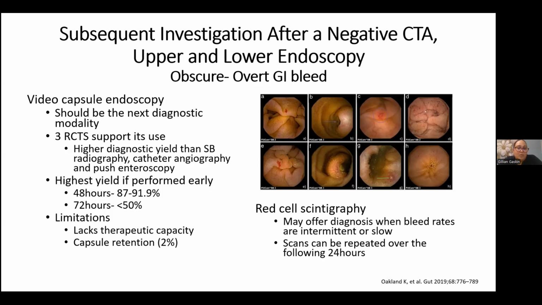If it is performed within 48 hours of presentation with bleeding, the diagnostic yield may be as high as 91%, but this can drop off to less than 50% if performed beyond 3 days of presentation. Obviously, the limitations of video capsule include lack of therapeutic capabilities, inability to control movement through the GI tract, and obviously the potential for retention.